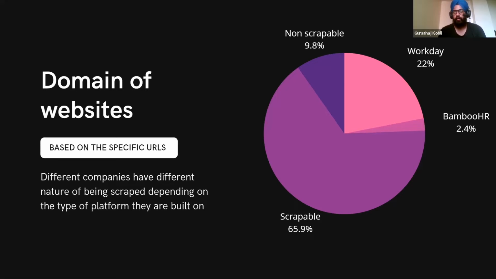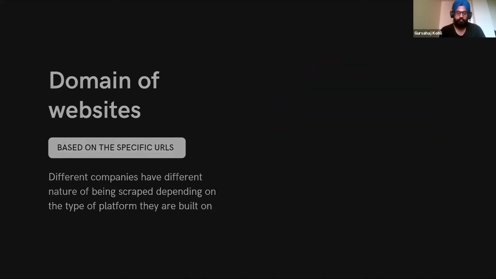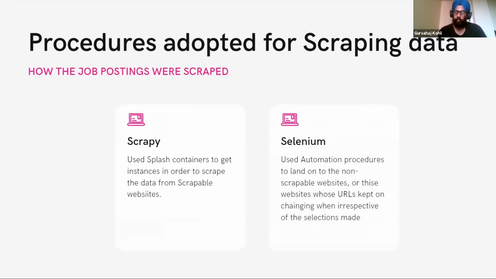So in order to solve this, and in order to keep a balance between the scrapable and non-scrapable websites, two projects were built to combat this. So one was based on Scrapy. There were Splash containers that helped in removing the private mode of the websites and to get the source code for the websites.